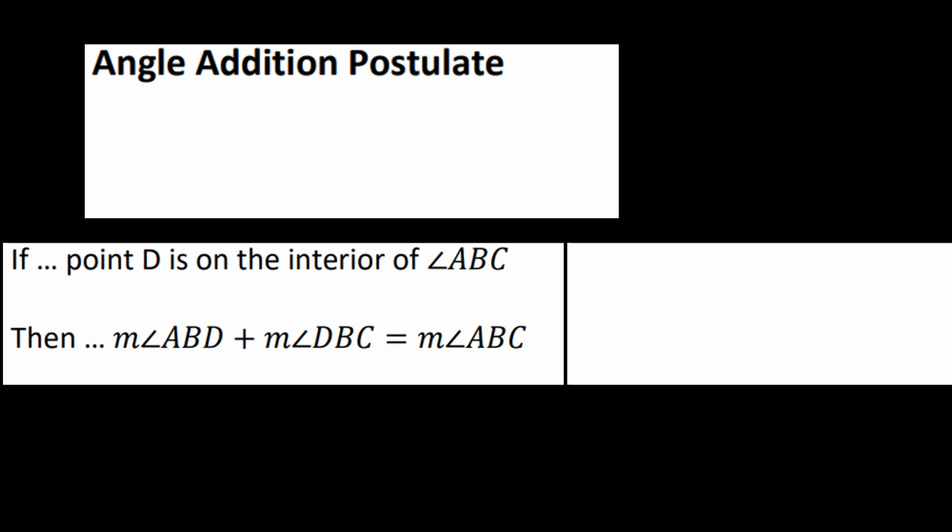So first, if point D is on the interior of angle ABC. So I see that the vertex is B. So I'm going to go ahead and make the vertex B. And then I'm going to make a ray that goes through A and another ray that goes through C. That is angle ABC. And then I'm going to draw point D somewhere on the interior of that angle, and then I'm going to draw the ray BD.